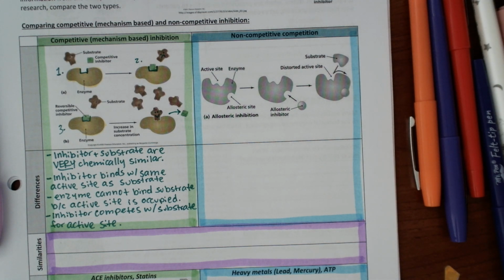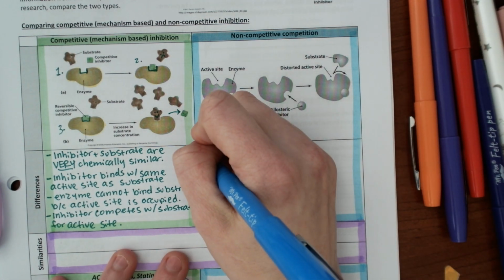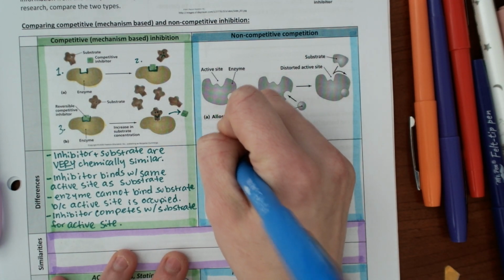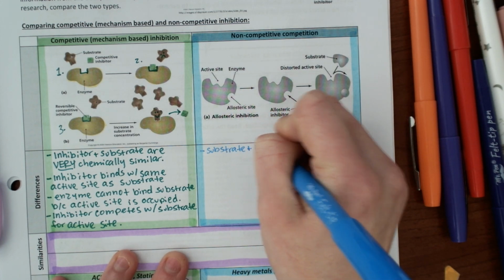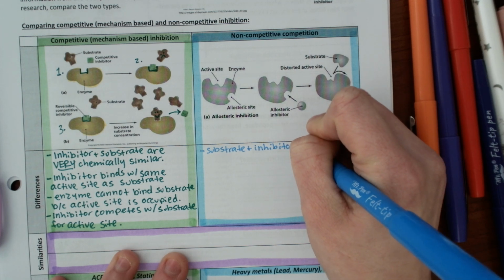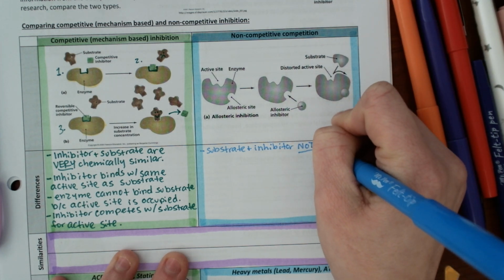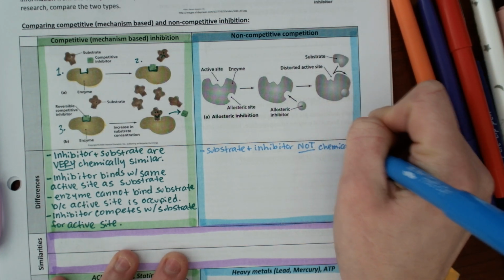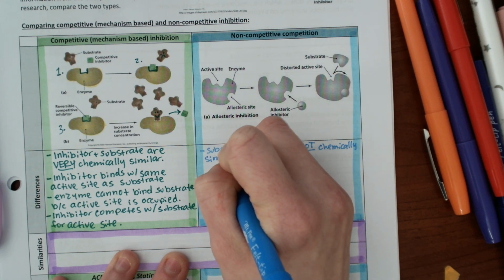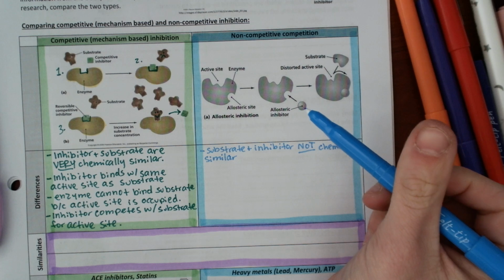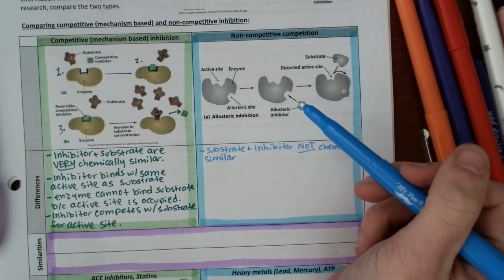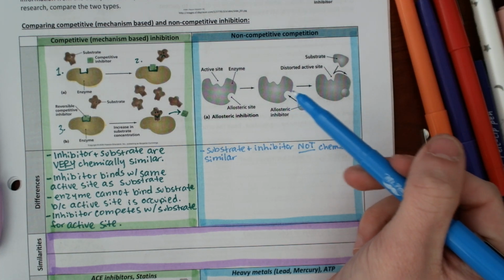So for non-competitive inhibitors, your substrate and your inhibitor can be chemically similar, but they usually aren't. So substrate and inhibitor, not chemically similar. They bind at different active sites, so they don't really need to be chemically similar. It's better if they aren't, because then this inhibitor will go straight to its little allosteric site.